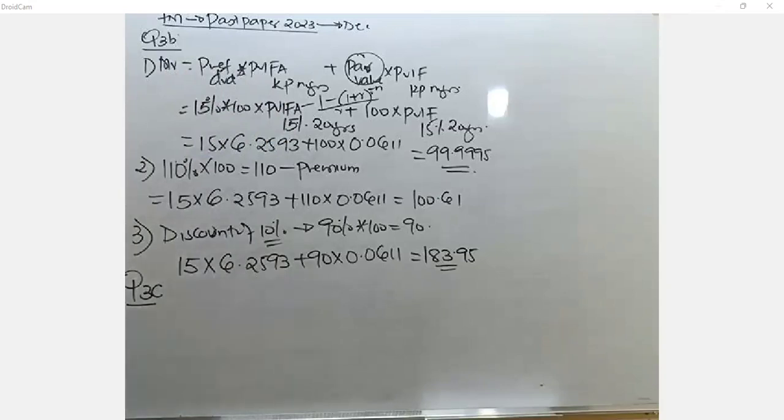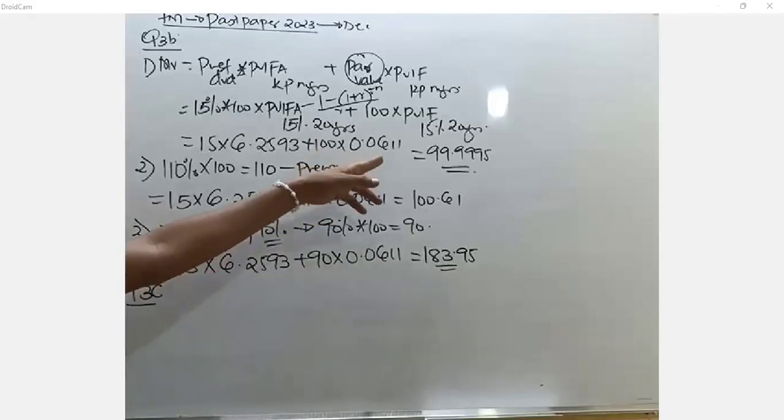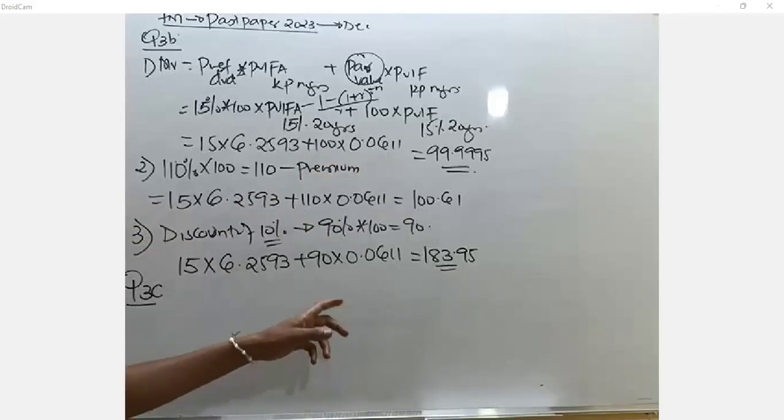Okay. My first question will maybe just be a correction. Number three, where we have a discount of 10%, the cost or the value we've gotten is a bit high, 183. Is it not supposed to be less? I'm getting 99.3 something. No, the one with the 10% discount. We have par, premium, and then discount. When we do that calculation.